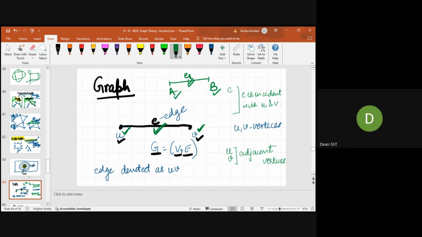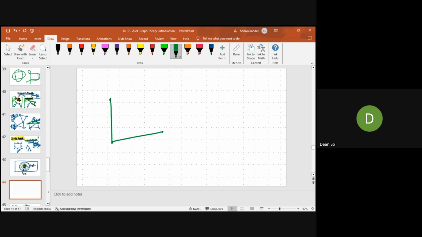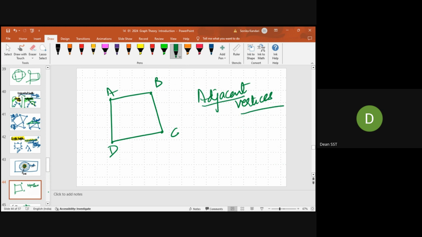Yes, ma'am. And what are adjacent vertices? In this graph, tell me what are adjacent vertices. Please identify. AB, yes, DC, AD, fine. AD. These are adjacent vertices because one edge is joining them.